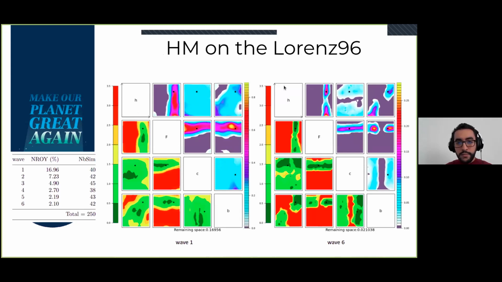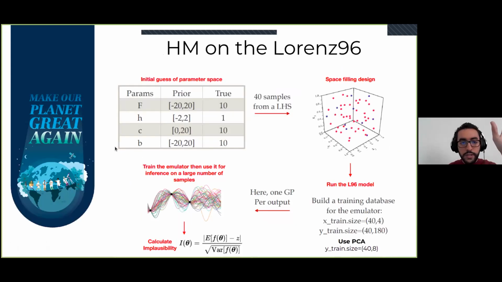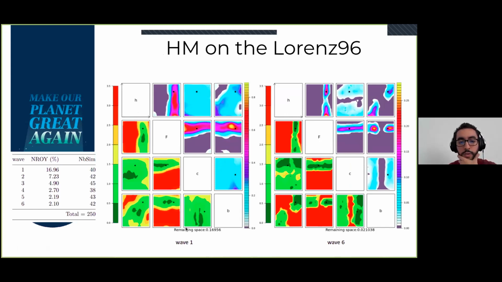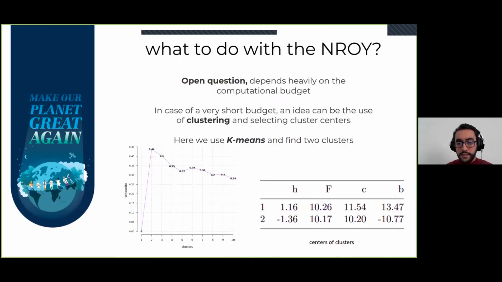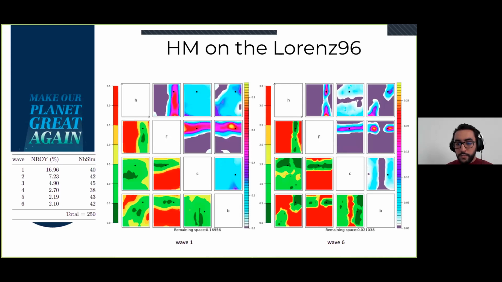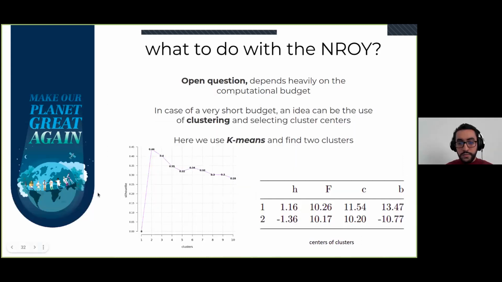So I did try history matching on the L96. Firstly, I tried just with this initial guess, and this is what it gives for wave 1 until wave 6, because you can do it many times, it's an iterative process. In the end, in wave 6, we have a remaining space of 0.02, a 2% space. We went from a space where we were trying 1 million simulations to a really reduced space of 2% of that initial space.